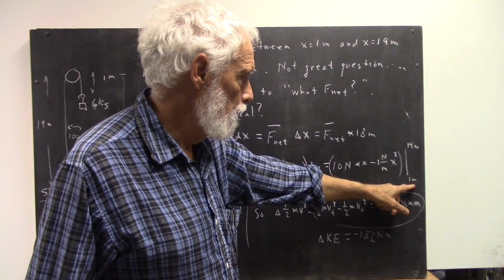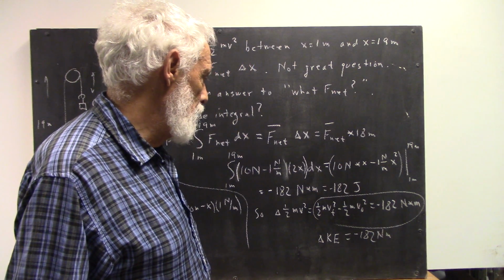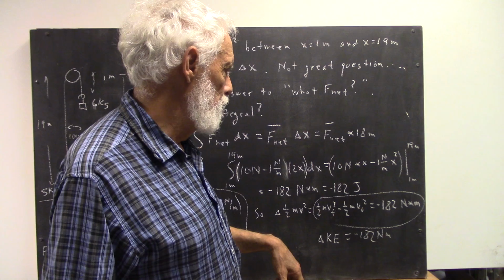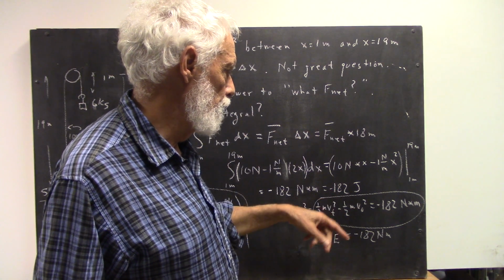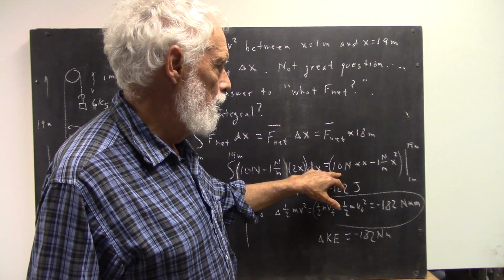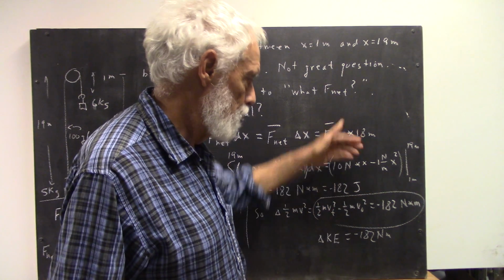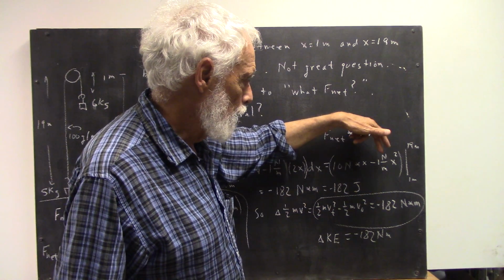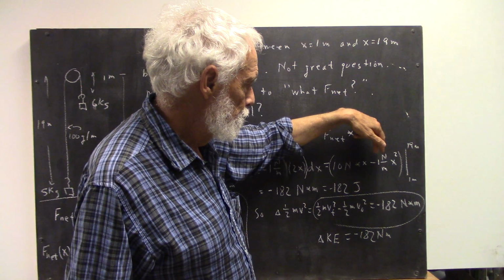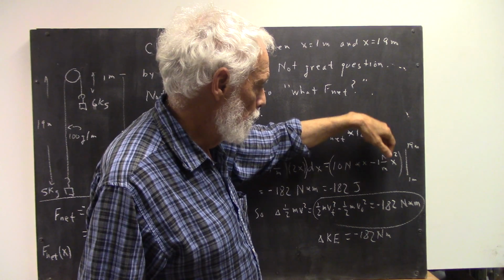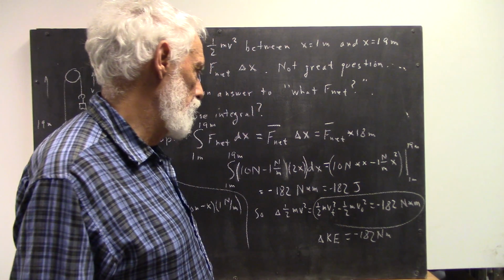Then you have what you get at the 1 meter. And I'm still getting a negative. What do we get here? We get, actually it's probably 191. Okay, we get minus the 10 newtons times x, which is just 10 newton meters. And we get a minus 1 newton per meter, giving us a negative 9.